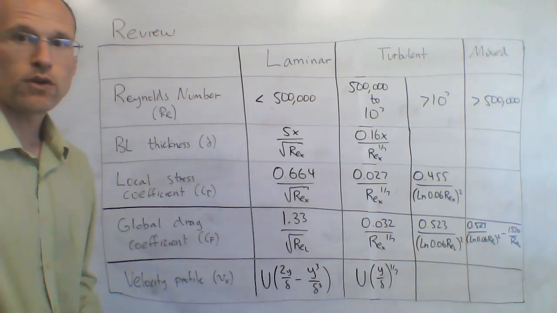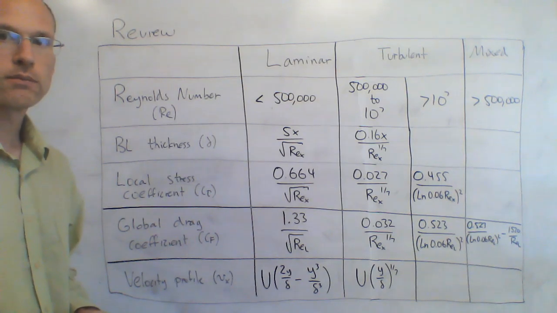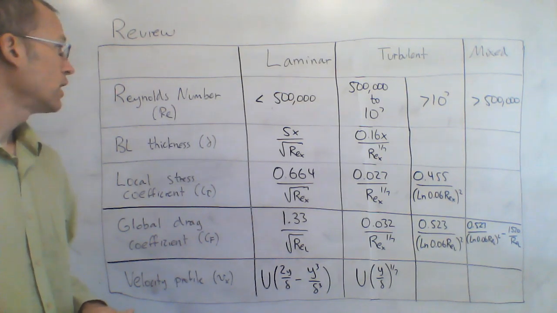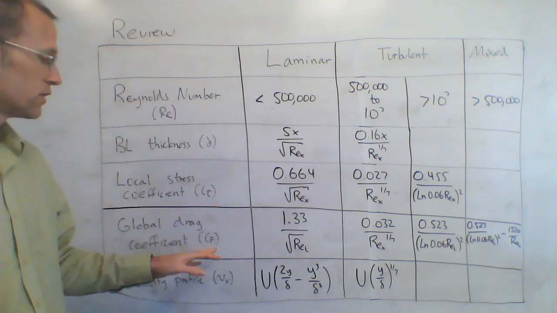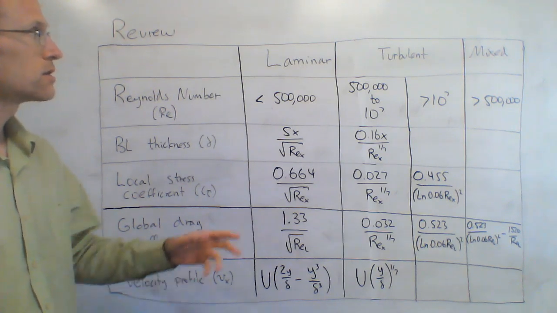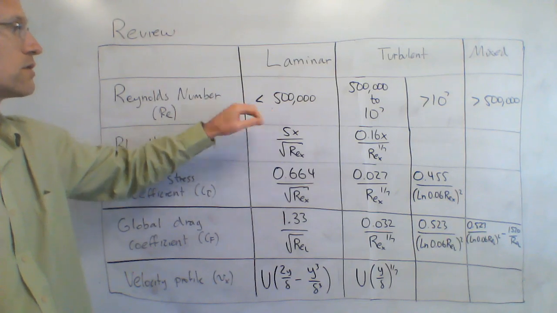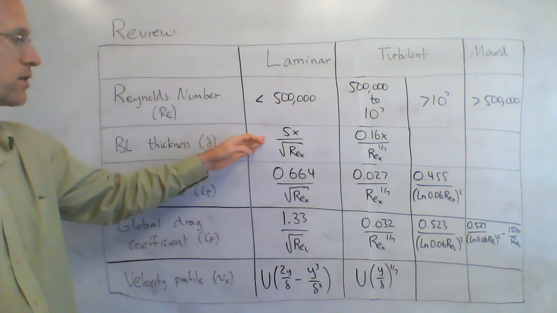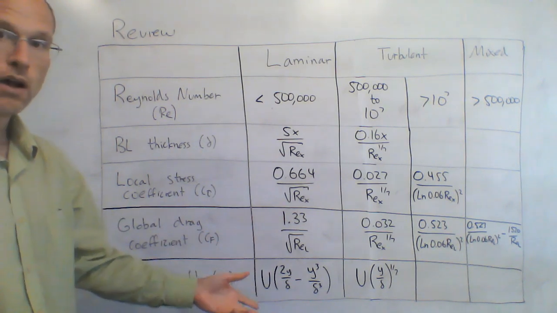So as a review of all the boundary layer equations, I like to have this big table giving me all my important parameters based on Reynolds number: what the boundary layer thickness is, local stress coefficient, drag coefficient, velocity profile for all 3 cases, laminar, turbulent, and mixed. So laminar, Reynolds number less than 500,000. I have that as my boundary layer thickness, shear stress coefficient, drag coefficient, and velocity profile, all from the previous lesson.